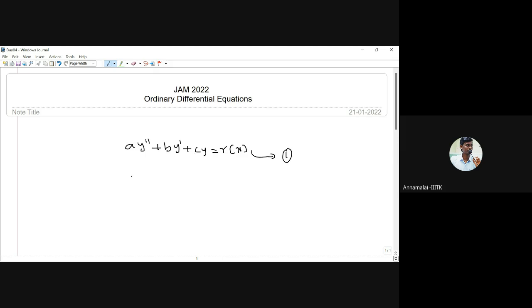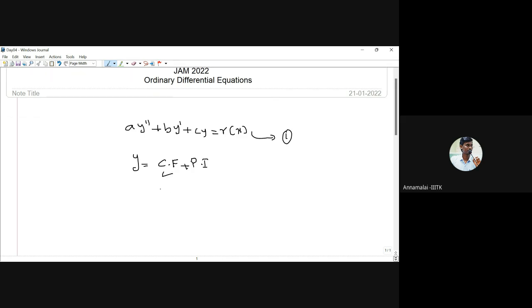Now, the solution contains two parts. One is the complementary function, another one is the particular integral. And then we discussed there are some methods to find it. First you have to write the auxiliary equation. Since we will get a quadratic polynomial, you will get two roots m1, m2. If both m1, m2 are real and distinct, then we know the solution. If both are the same, then we know the solution. If both are complex numbers, we know the complementary function.